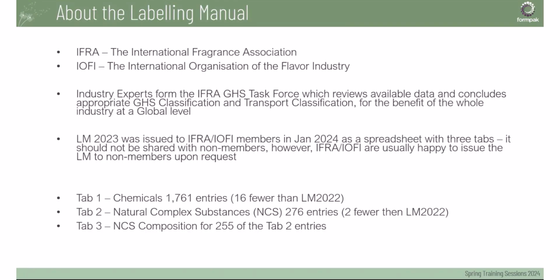So in tab 1 of the 2023 labelling manual, there are 1,761 entries, which is a mere 16 fewer than last year. There's 276 natural complex substances, which is 2 fewer than last year. And there's compositions for 255 of the natural complex substances that appear in tab 2.